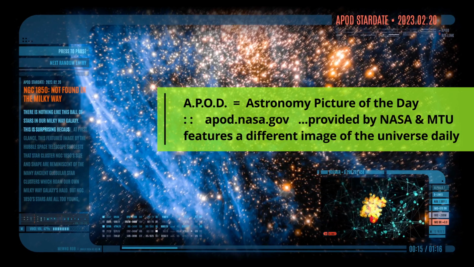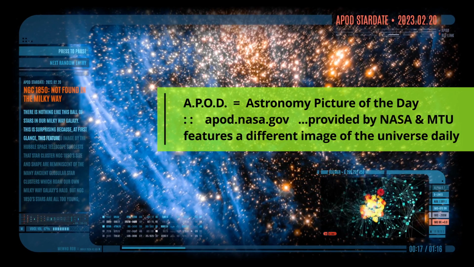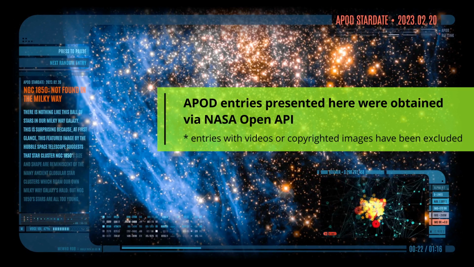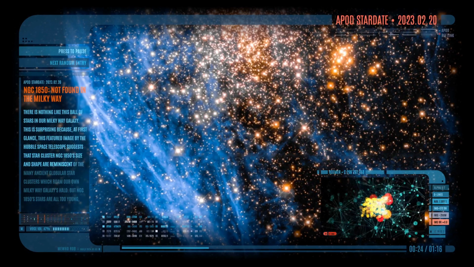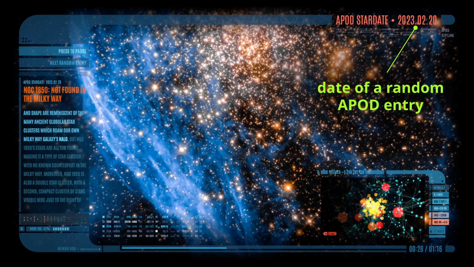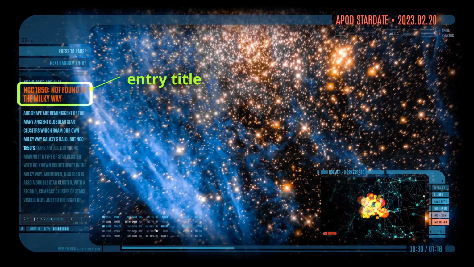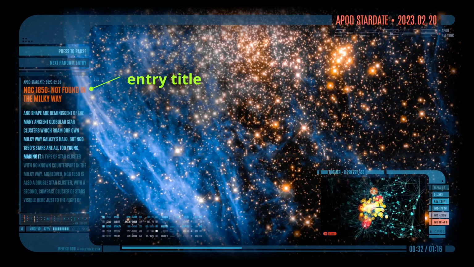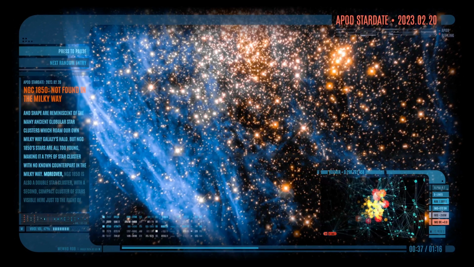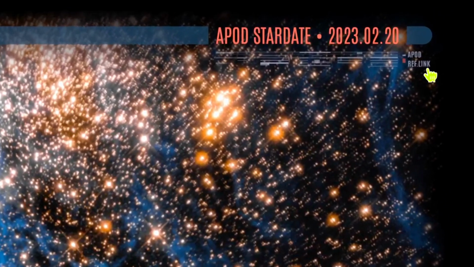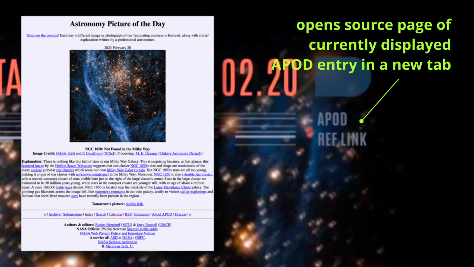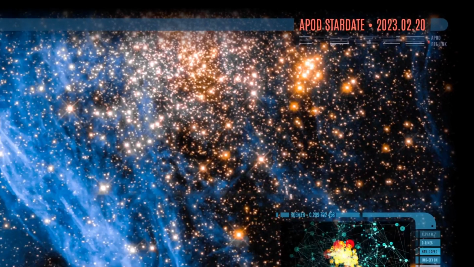This is surprising because, at first glance, this featured image by the Hubble Space Telescope suggests that star cluster NGC 1850's size and shape are reminiscent of the many ancient globular star clusters which roam our own Milky Way galaxy's halo. But NGC 1850 stars are all too young, making it a type of star cluster with no known counterpart in the Milky Way. Moreover, NGC 1850 is also a double star cluster, with a second, compact cluster of stars visible here just to the right of the large cluster's center.